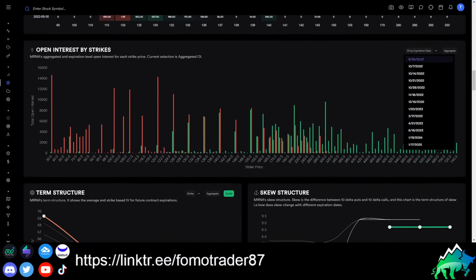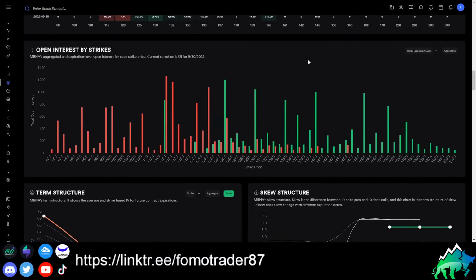So let's look at the open interest. 125 to the upside and 115 to the downside. So we've got 1,272 puts at the 115 level and 1,207 calls at the 125 level.